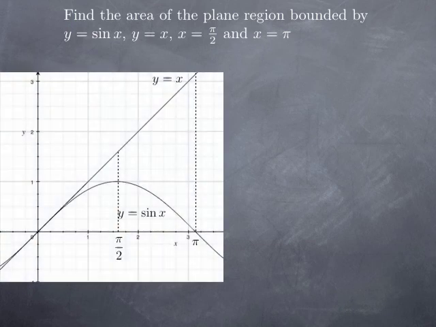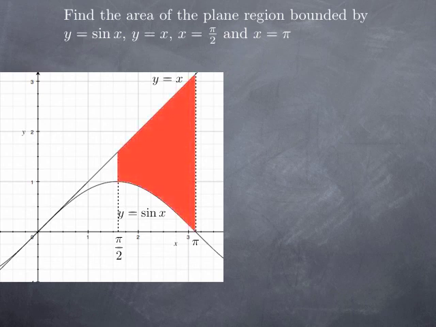So this is what it looks like, and if x ranges from pi over 2 to pi, then this is the area we are talking about, comprised between these two vertical lines, x equals pi over 2, x equals pi, and these two graphs, y equals sine x and y equals x. You see that y equals x is the function above, and therefore this area is obtained as the integral from pi over 2 to pi of x minus sine x.